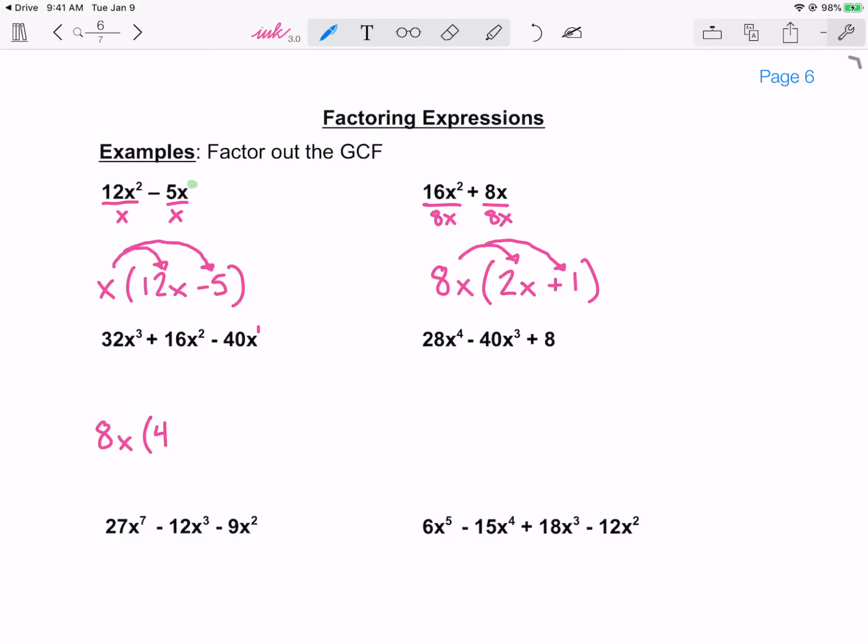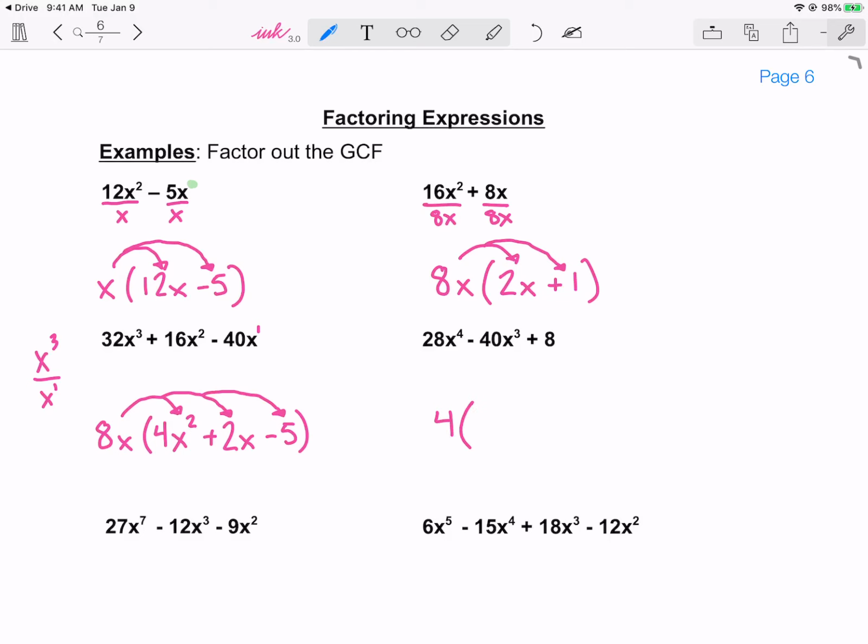Next one, I notice that all the coefficients are divisible by 4, and there's no x in this last term, so I can't factor out any x's. So all I'm going to do is divide all the coefficients by 4. So I get 7x to the fourth minus 10x cubed plus 2.